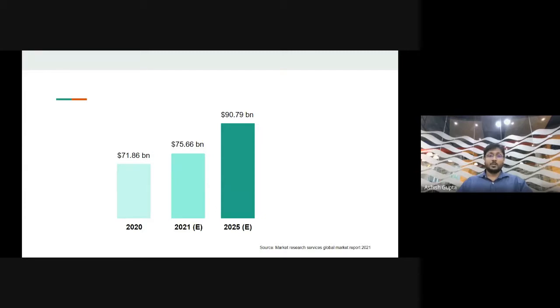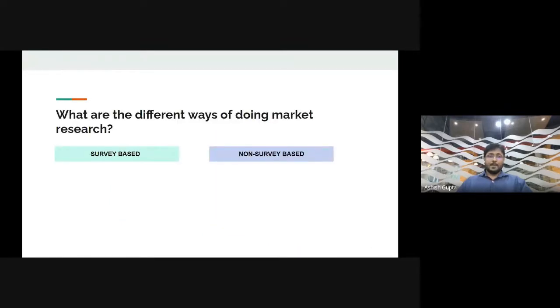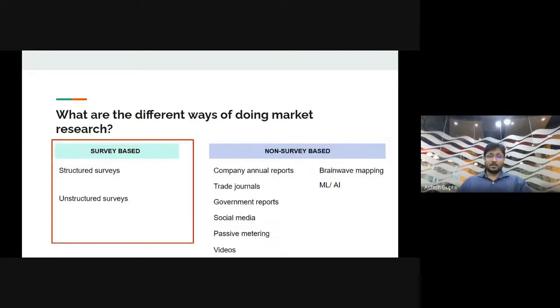And hence, all the more critical for us to really understand different ways in which you can do research, and what are the critical success factors in terms of making research successful for the company that we do research for. And if I were to classify what are the different ways of doing market research, there could be two ways, right? Either they are survey based, and that would be a bit of a focus today, but there are also non-survey based methods in terms of doing research, right? And we'll just quickly look at what those things are.